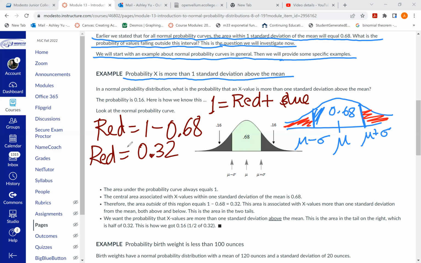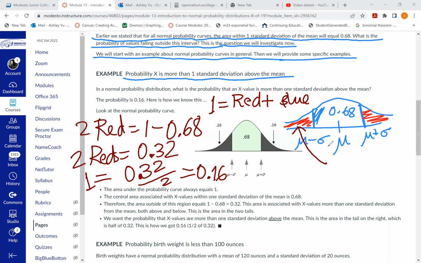But the curve is symmetric, so the left red area should be equal to the right red area. If I want just one red area, I take half of the total, because 0.32 is the left and the right put together. Half of 0.32 is 0.16. So the left red area is 0.16, and the right red area should also be 0.16. That's the idea: the area under the probability curve is always 1.